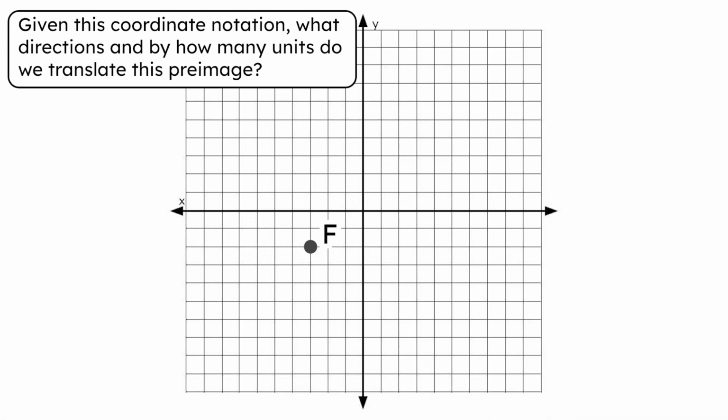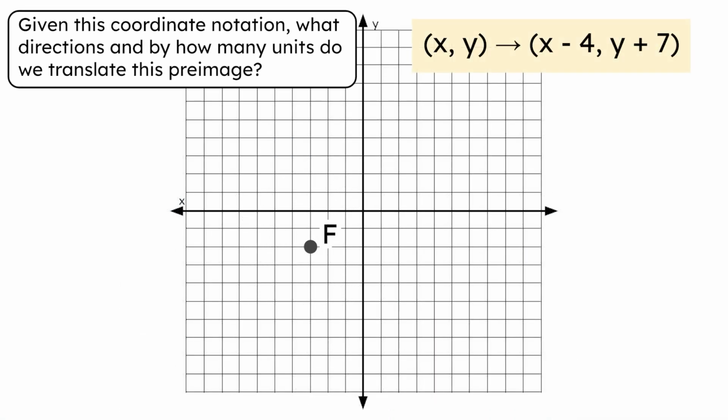Given this coordinate notation, what directions and by how many units do we translate the pre-image? Feel free to look back at your table. Pause the video now. Because both the x and y coordinates change, we know that the pre-image translates horizontally and vertically. Changes to the x value move the pre-image left or right. Since the x-coordinate decreases, the pre-image translates to the left.